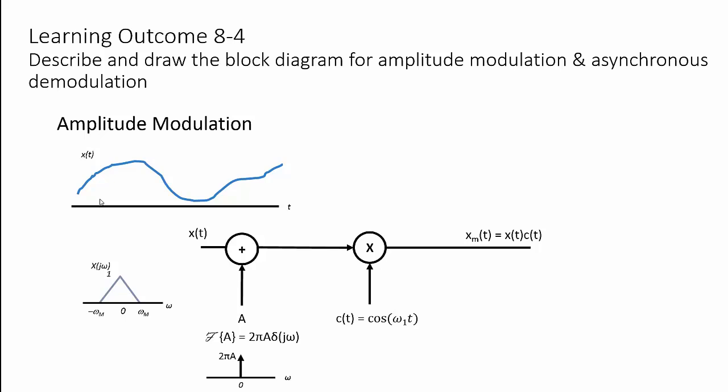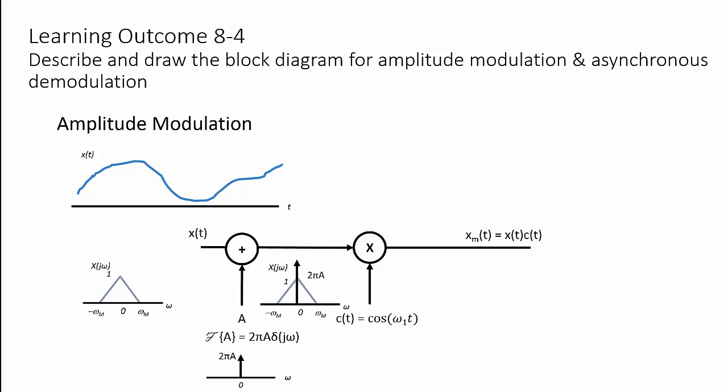Well, let's look at the spectrum. Fourier transform of a constant is 2 pi times that constant times delta of j omega, an impulse at 0 with an area 2 pi a. Look in table 4.2. And then linearity because it's a and not 1.